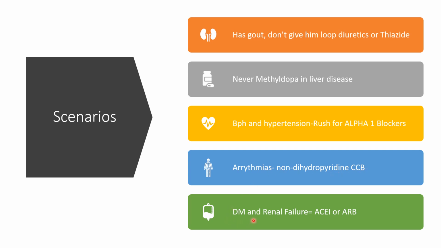A diabetic patient or anyone with renal failure, then we should try ACE inhibitors, and then if there's a reaction, we'll go for angiotensin receptor blockers.